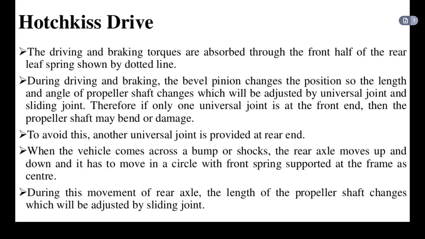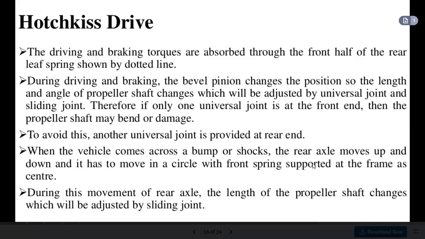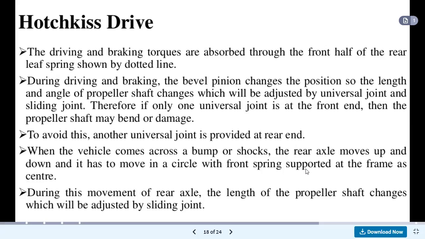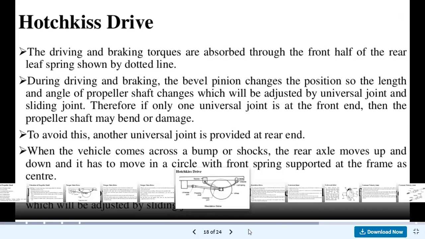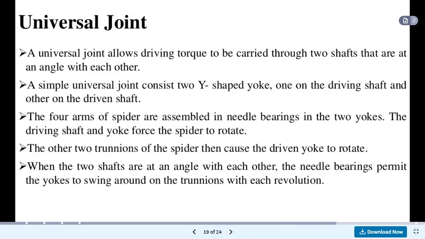When the vehicle comes across a bump or shocks, the rear axle moves up and down, and it has to move in a circle with the front spring supported at the frame as center. During this movement of the rear axle, the length of the propeller shaft changes, which will be adjusted by the sliding joint.